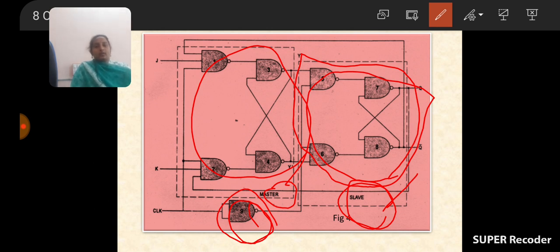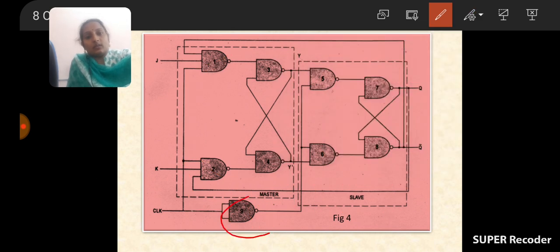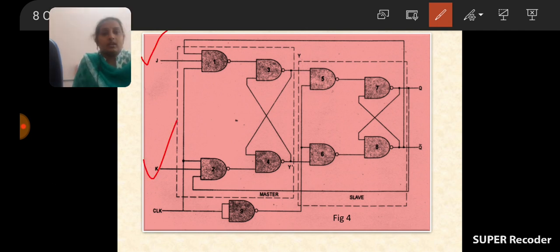Okay, the clock pulse is directly applied to the master. For the slave it is inverted and applied through the NOT gate. And how many main inputs are there? Only 2 inputs are there. One is J and the other is K, and the clock is applied to both master and slave, but for the master it is directly connected, and for the slave it is applied through the inverter.